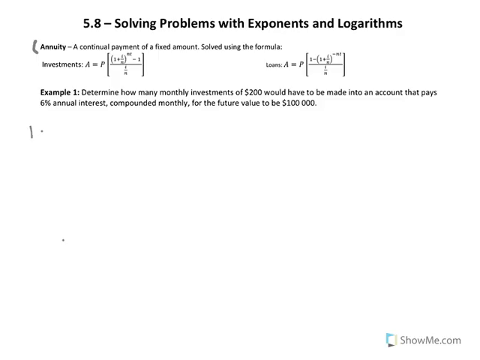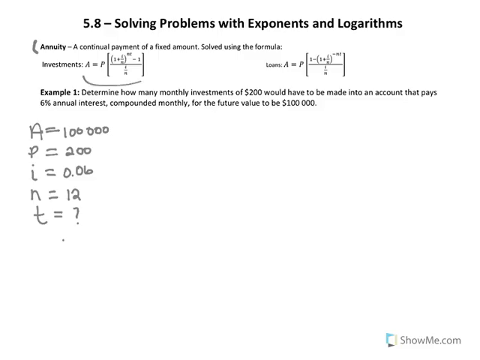Okay, so let's put all of our variables out. A, P, I, not R. N, T. So our A value is $100,000. P is going to be $200. We're making $200 investments. Our interest rate is 6%, so 0.06. It's compounded monthly, so N is 12. And we are looking for term.